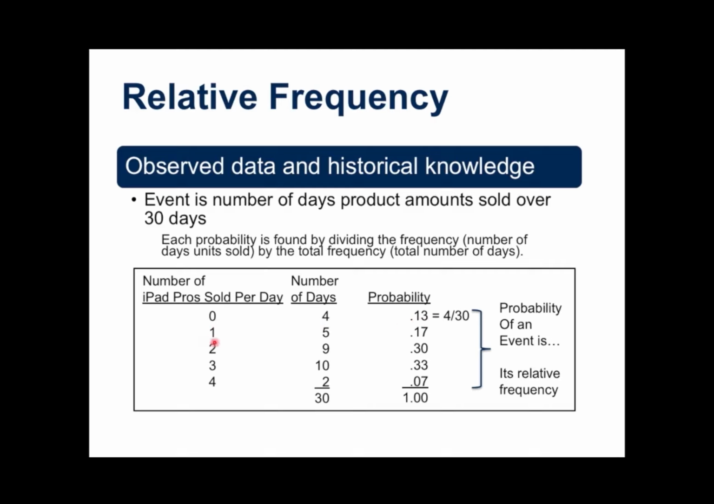Going on, 1 iPad sold on 5 days in the month. So this is the event, this is the number of days that it occurred out of 30, and so I can convert that. If I divide 5 by 30, the probability is going to be 0.17 or 17%. So in other words, 17% of the time in the month, I'm likely to sell 1 iPad.